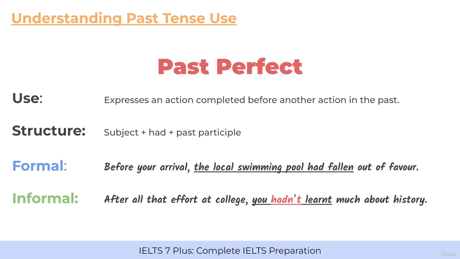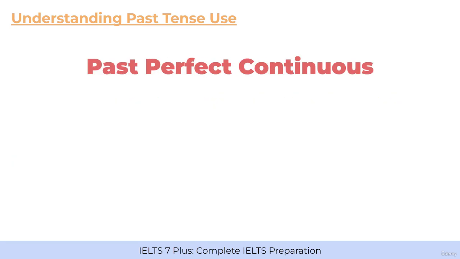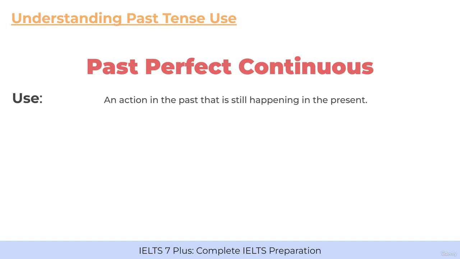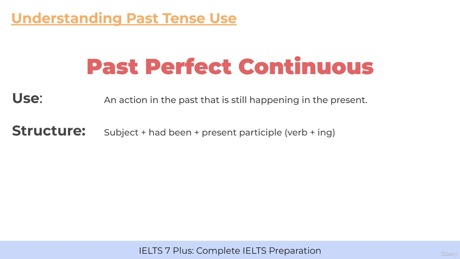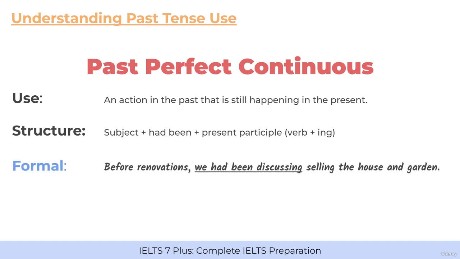Okay, our final past tense is past perfect continuous. How do we use it? An action in the past that is still happening in the present. Subject plus had been plus present participle, so verb ing. Let's take a look. Before renovations, we had been discussing selling the house and garden. We is, of course, the subject. Had been discussing. We had been discussing.